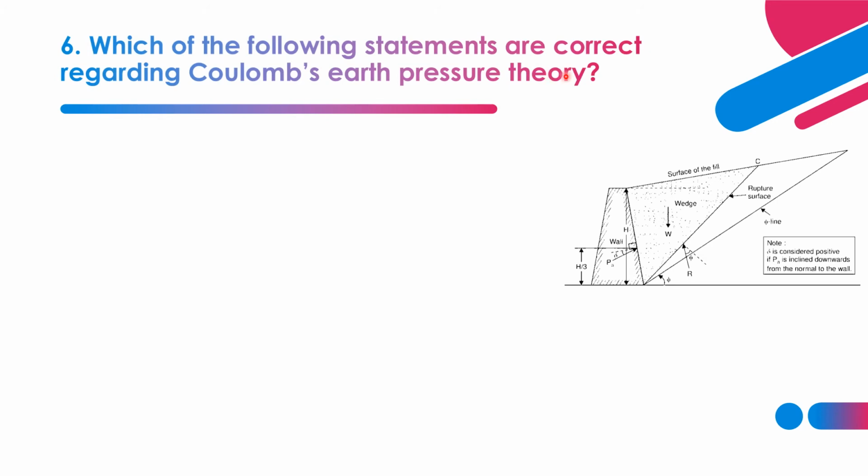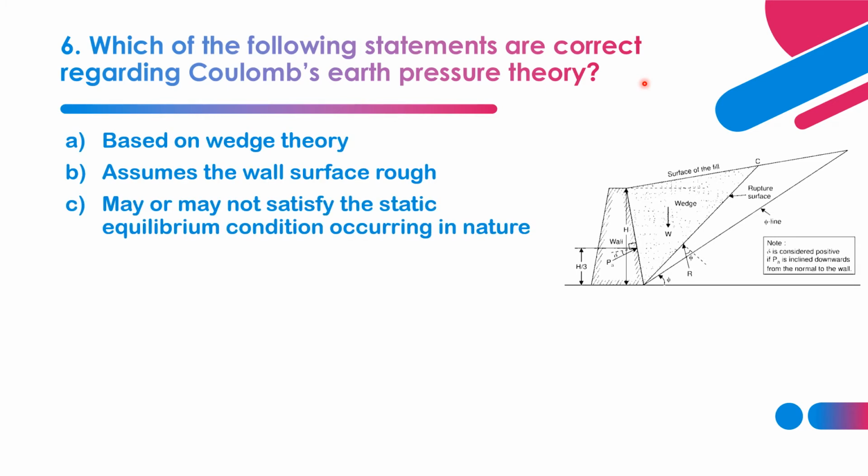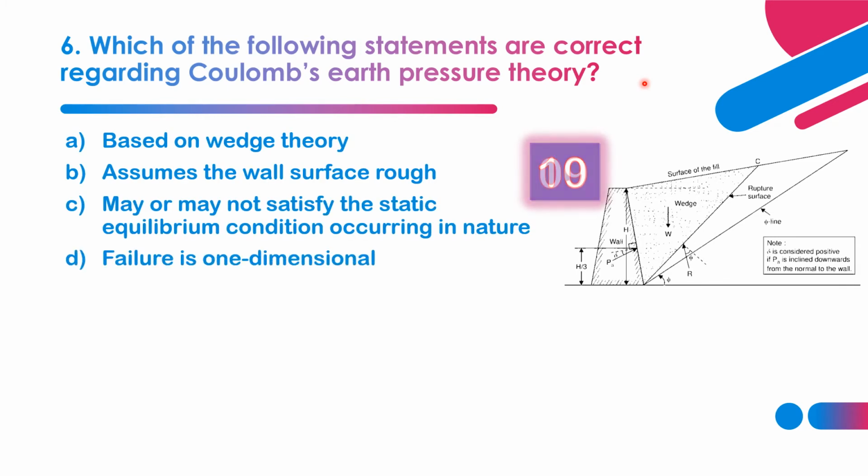Which of the following statements are correct regarding Coulomb's earth pressure theory? In the previous question we have seen Culmann's earth pressure theory. In this question we are going to see Coulomb's earth pressure theory. Option A is that it is based on wedge theory, whether it is correct or not, that we have to follow. Option B is given as: Coulomb's earth pressure theory assumes the wall surface rough, and option C and option D accordingly. So which of the following statements are correct regarding Coulomb's earth pressure theory?